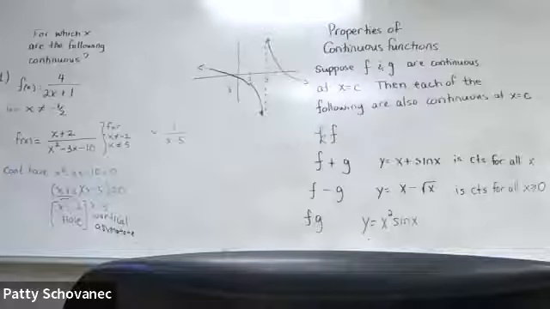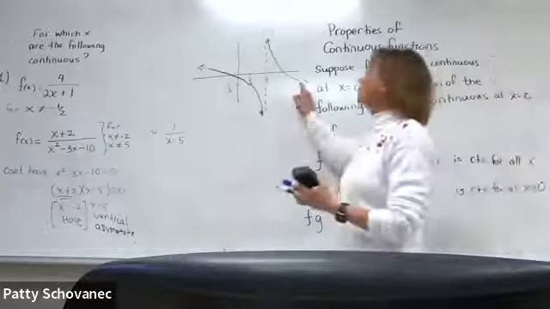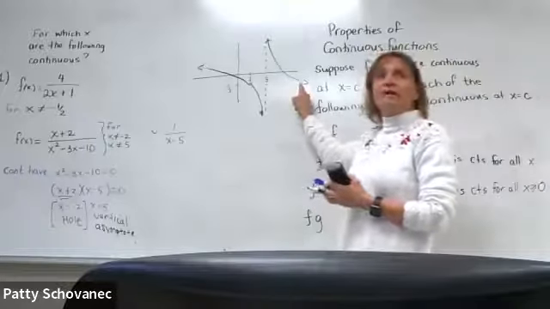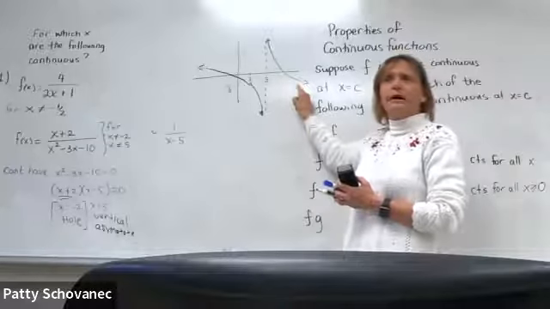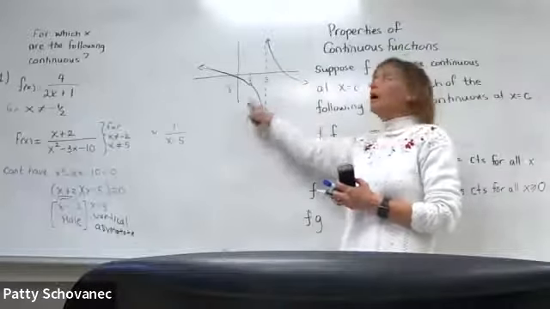Continuous plus continuous, continuous minus continuous, continuous times continuous, those are all continuous. We had left and right-sided limits when we talked about functions, so we can have left and right-sided continuity. For instance, this function's continuous for x to the right of 5. F is continuous to the right of 5, but not to the left of 5.